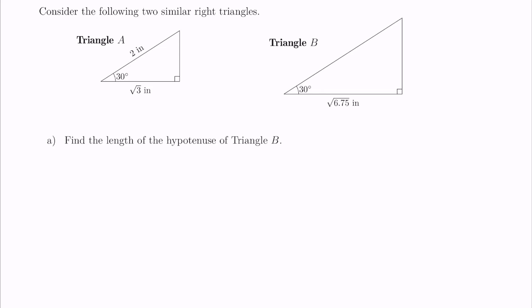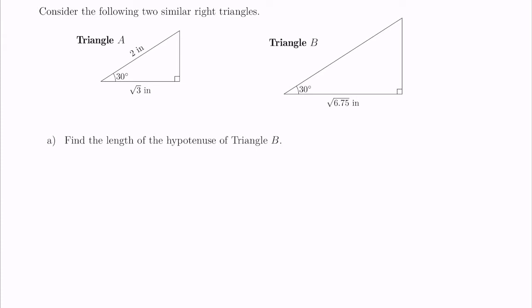In this video, we're going to investigate the relationship between similar triangles. Consider the following two similar right triangles. Triangle A has a hypotenuse that is 2 inches long, a base that is the square root of 3 inches long, a lower left angle that is 30 degrees, and a right angle.